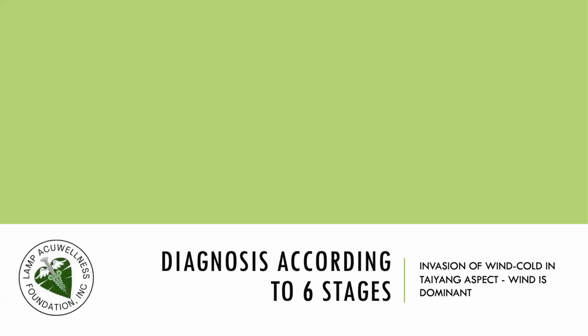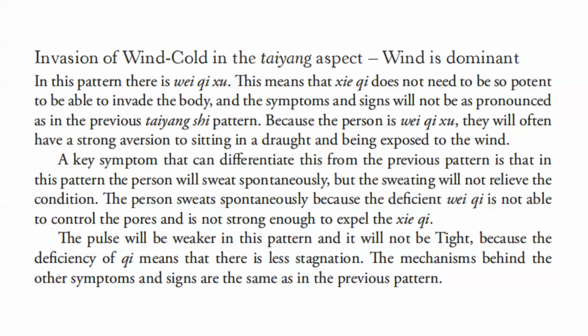Let's continue with diagnosis according to 6 stages. This time we'll talk about invasion of wind cold in the Taiyang aspect, where wind is dominant. Invasion of wind cold in the Taiyang aspect, where wind is dominant, there is a Wei Qi deficiency. This means that pathogenic qi does not need to be so potent to be able to invade the body, and the symptoms and signs will not be as pronounced as in the previous Tai Yang excess pattern.